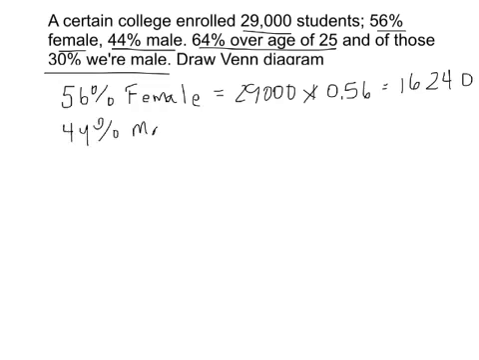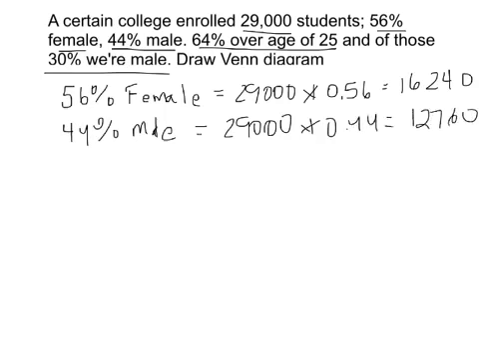You can of course either just subtract this value from the 29,000, or you can take 44%. You'll get the same answer, and you should get 12,760. And you should convince yourself that if you add these two together, you're going to get the 29,000, just to be sure you didn't make a mistake.